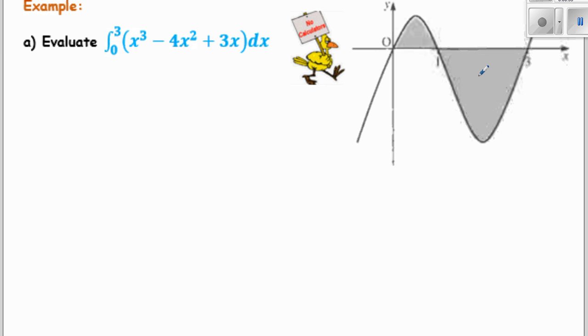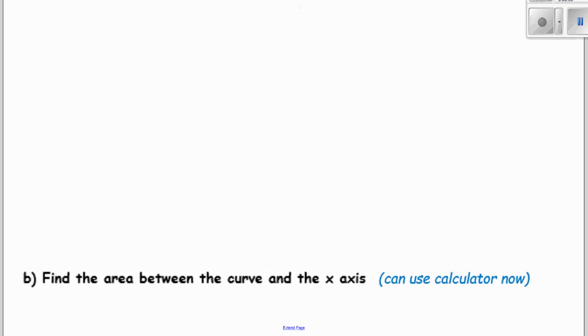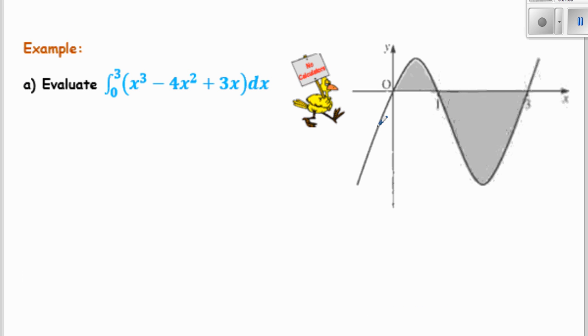It's when they actually say find the shaded area, that's when you do need to put them both in as positive. Find the area between the curve and the x-axis, like the shaded area, that's when you have to put this one in as a positive. If they just want the integral, then you leave this negative and leave this one positive. And what's great about it is when you pop it in the calculator, it does calculate this as a negative and this as a positive. So we don't need to work out two integrals.